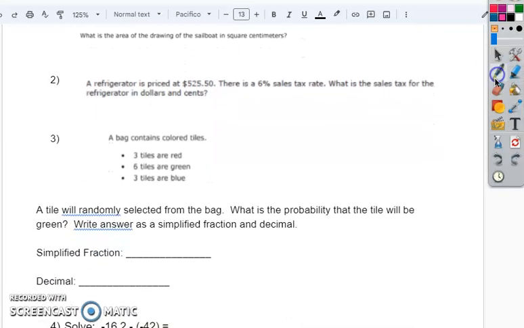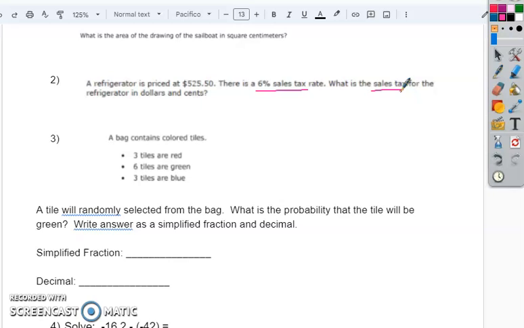Number 2, this was almost the same as a question we had, I think it was the week before last. It says a refrigerator is priced at $525.50. There is 6% sales tax rate. What is this sales tax? All I need is this sales tax. That's all that I need.